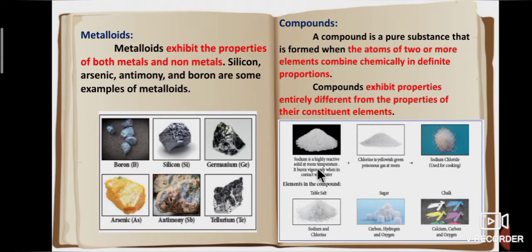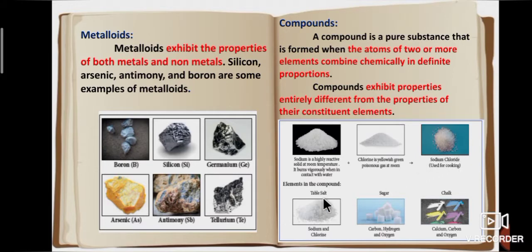Example, sodium chloride. Sodium is a highly reactive solid at room temperature. It burns vigorously when in contact with water. Chlorine is a yellowish green poisonous gas at room temperature, but when chemically combined, sodium and chlorine form sodium chloride, used for cooking.